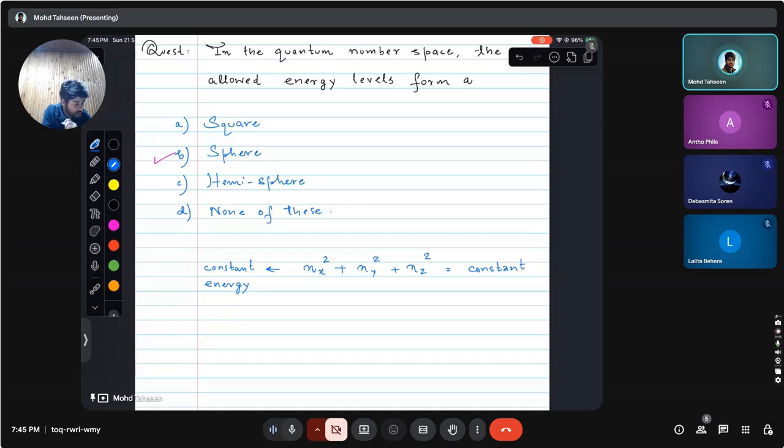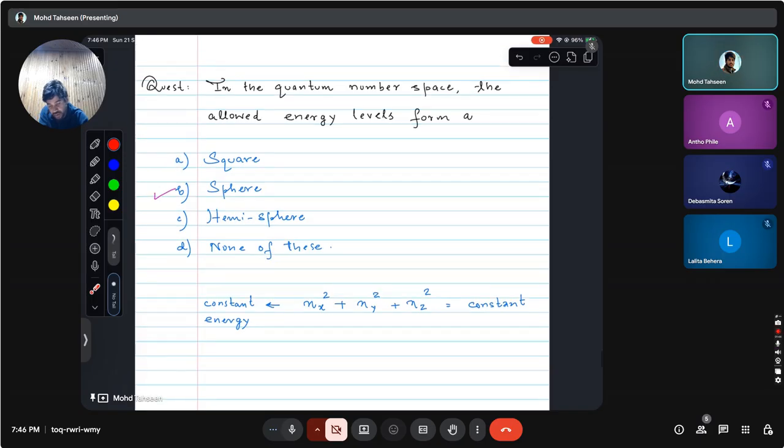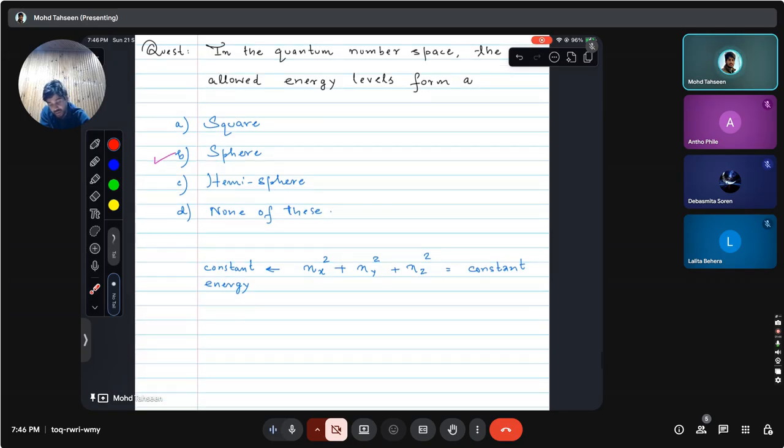I'm just copying this example from a textbook, which also gives sphere as the right answer, but we should take care of the concept. The energy should be constant for us to conclude that this is a sphere. And I don't see in this problem the word constant or iso-energy written anywhere. So that's one point that we should take care of.